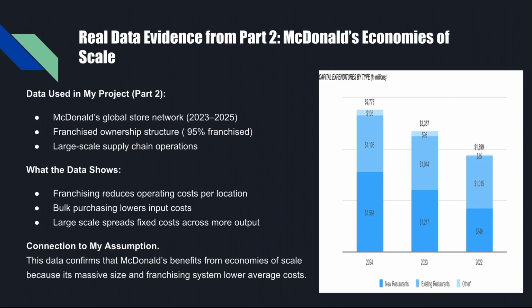Additionally, McDonald's global supply chain allows the company to purchase ingredients such as beef, potatoes, and packaging in extremely large quantities. These factors reduce input costs and spread fixed costs across large output, basically confirming that McDonald's benefits from economies of scale.